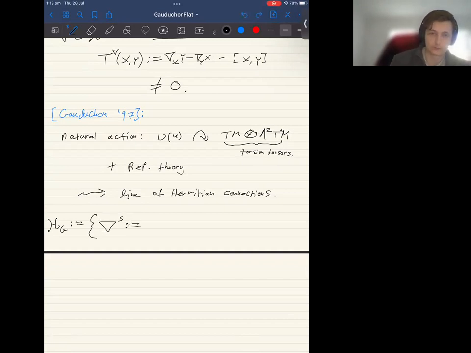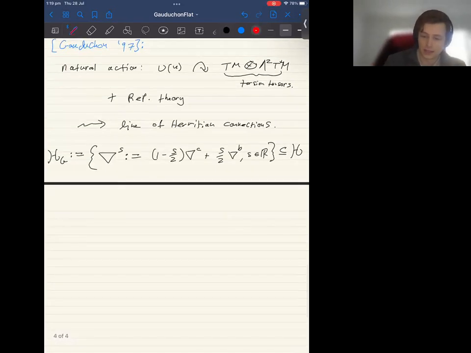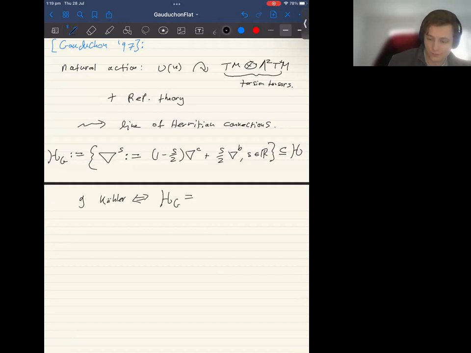We have this nabla S, where S is the affine parameter, and we define our connections like this. It's just some combination of two other connections, and I haven't defined these yet, but I will. This is truly a line in our space of connections. And the point is that G is scalar if and only if this space is a point.